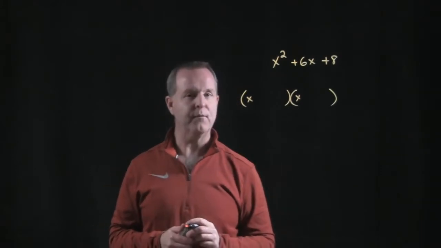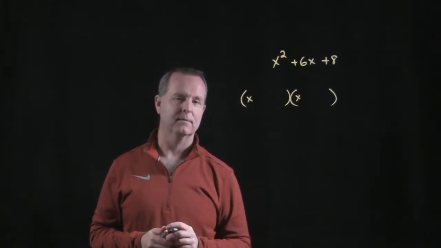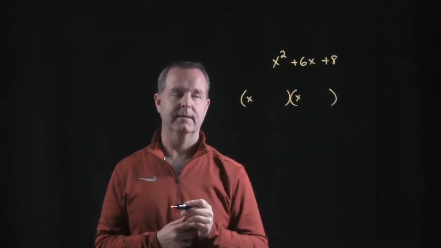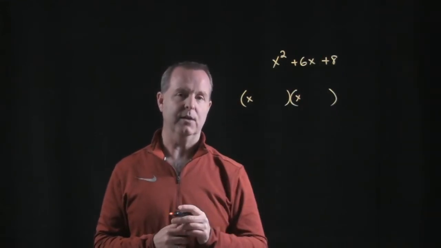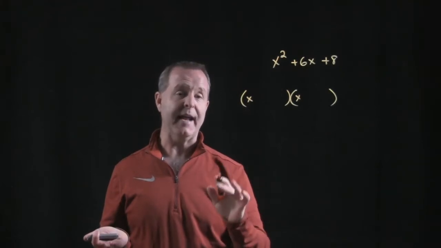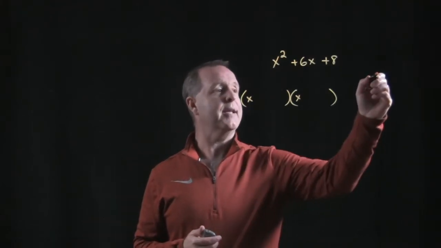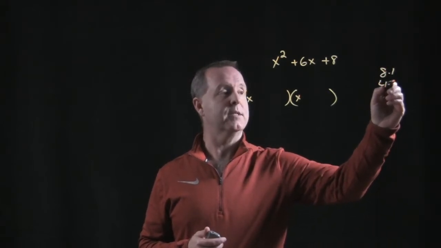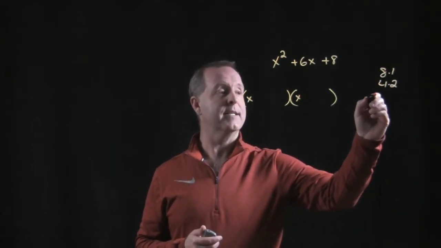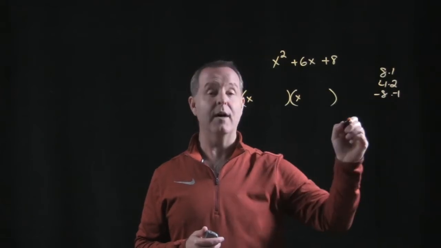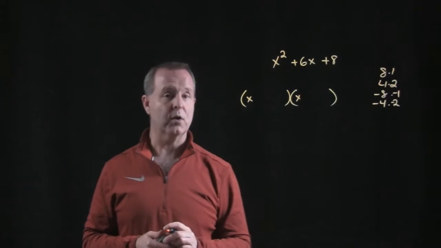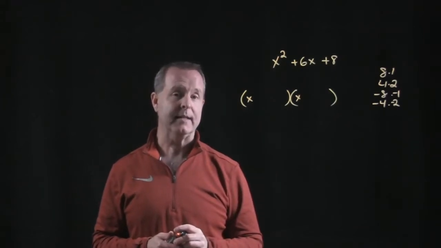Do you remember what the last part of FOIL was? It was an L. An L said last term times last term produces last. So my constant here is 8. What are all the factors of 8? Well, I can make an 8 as an 8 times a 1, as a 4 times a 2, as a negative 8 times a negative 1, and a negative 4 times a negative 2. Those are all the ways to make a positive 8.